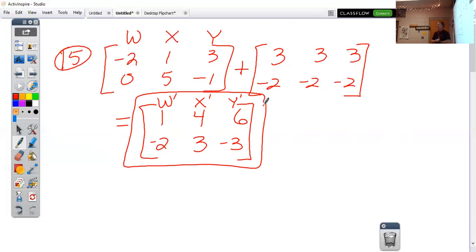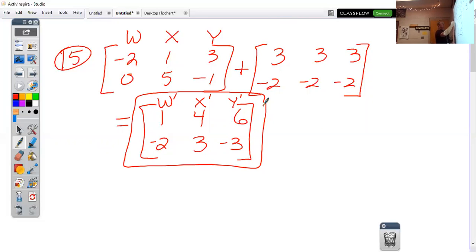Easy enough? What if they only ask you to move it right? Very good question. What do you do if they only ask you to move it right? 0. What do you put on the bottom? Zeros. Okay. If they only ask you to move it up, you put zeros on top. Okay. Good question.